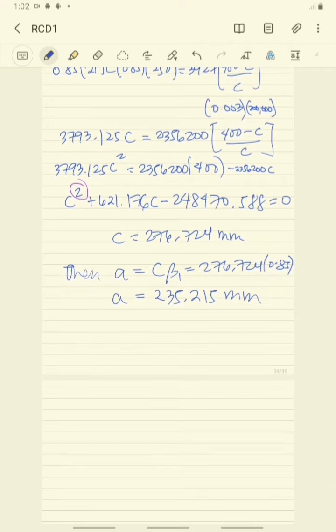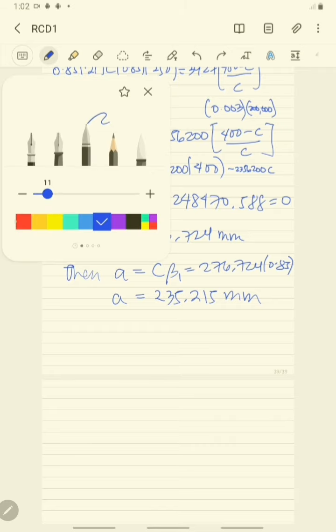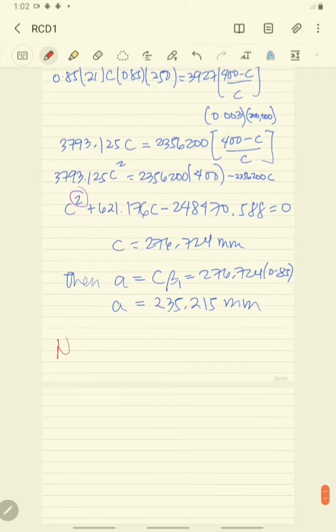Let's go to the nominal moment capacity of the beam.